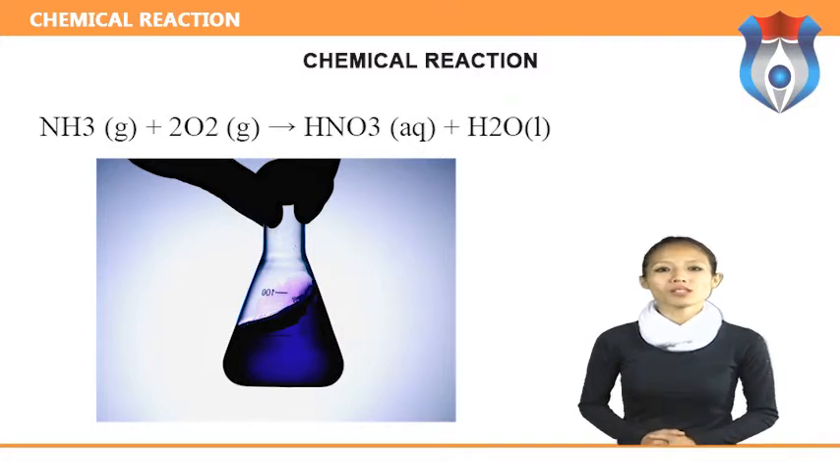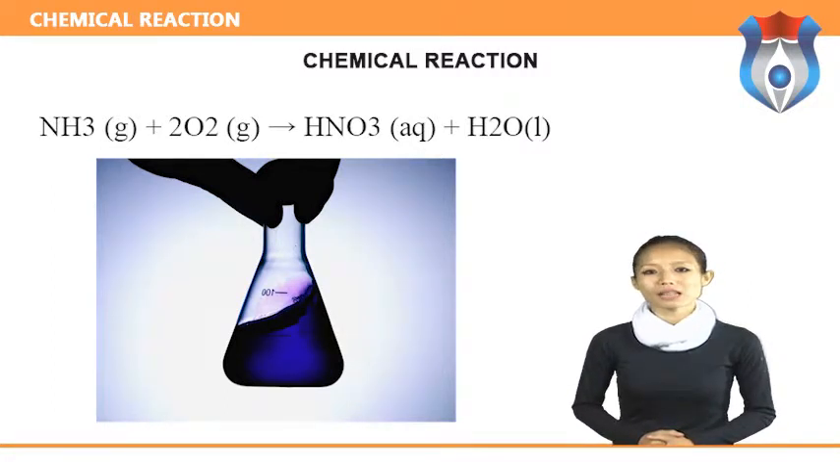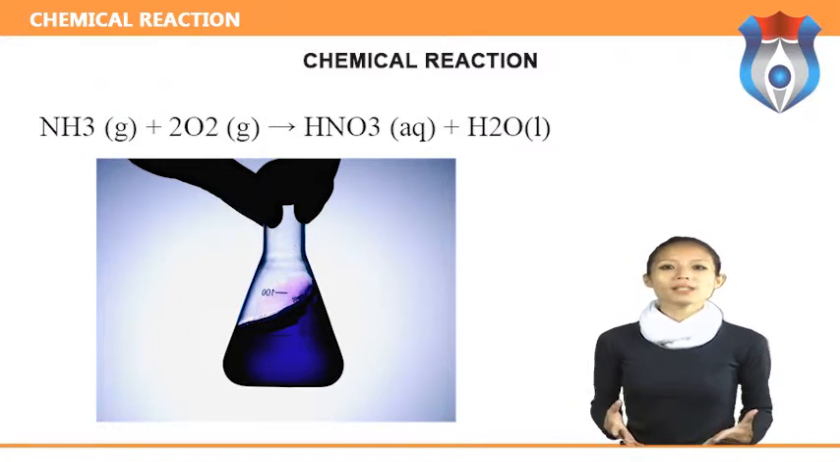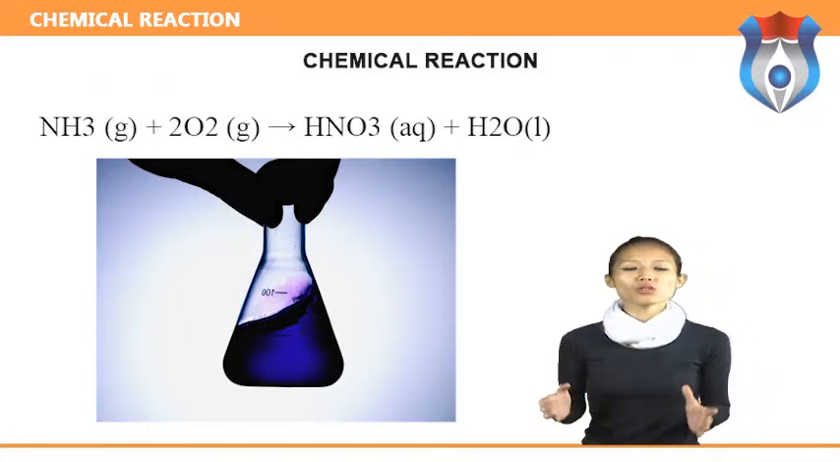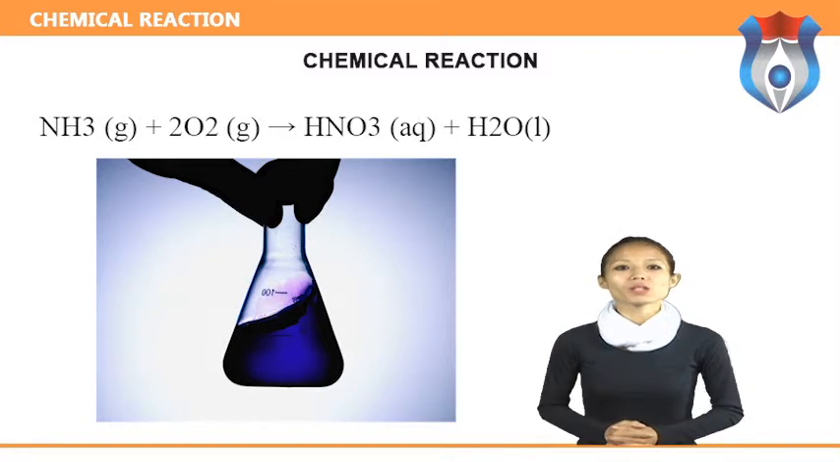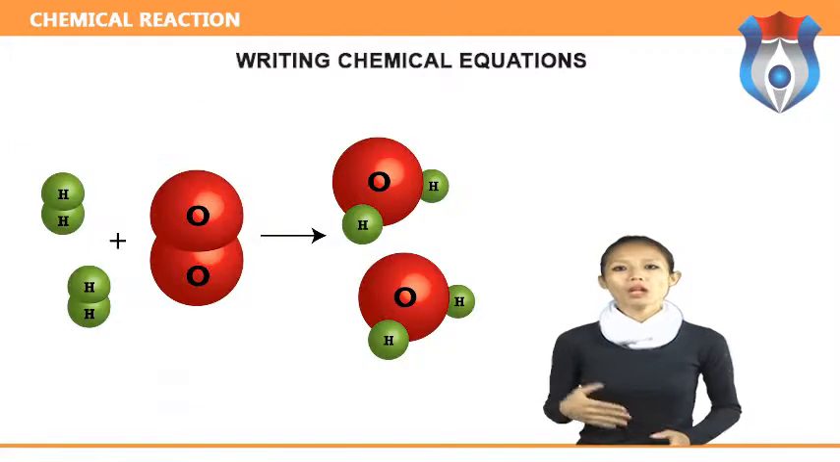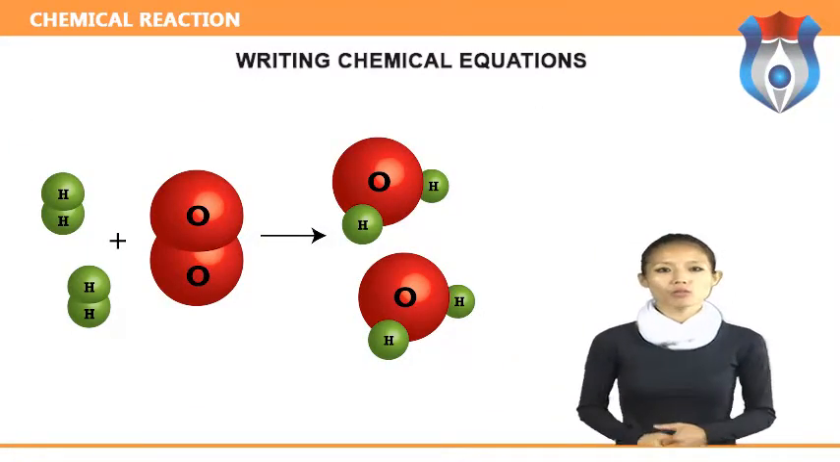A chemical reaction is a process in which one or more pure substances are converted into one or more different pure substances. For example, nitric acid, which is used to make fertilizer and explosives, is formed in the chemical reaction of the gases ammonia and oxygen. A chemical equation is a shorthand that scientists use to describe a chemical reaction.